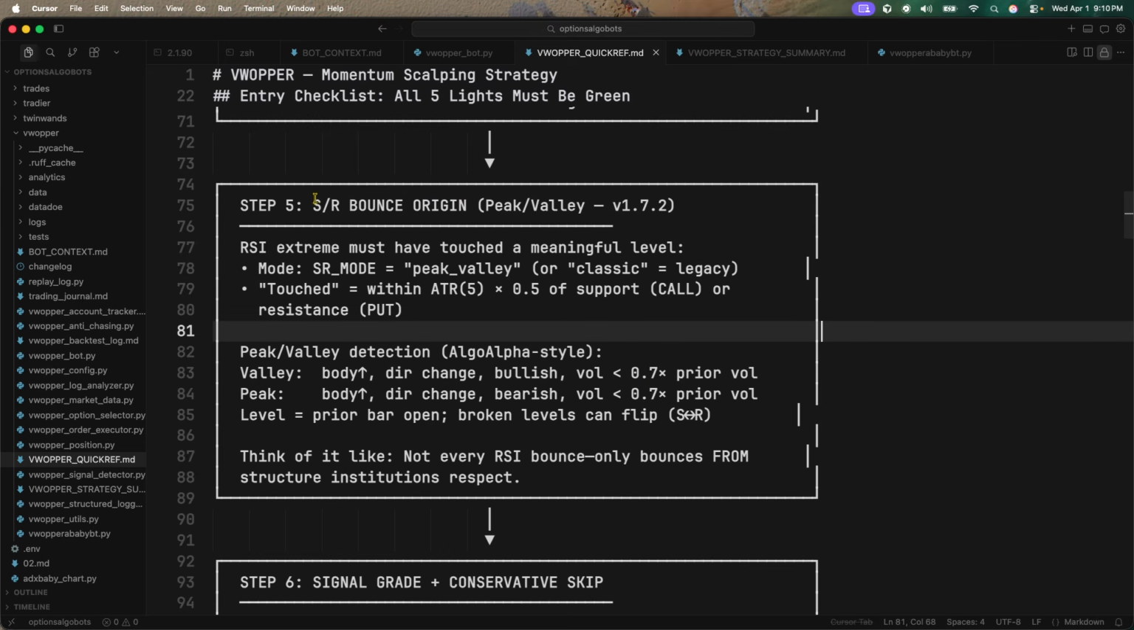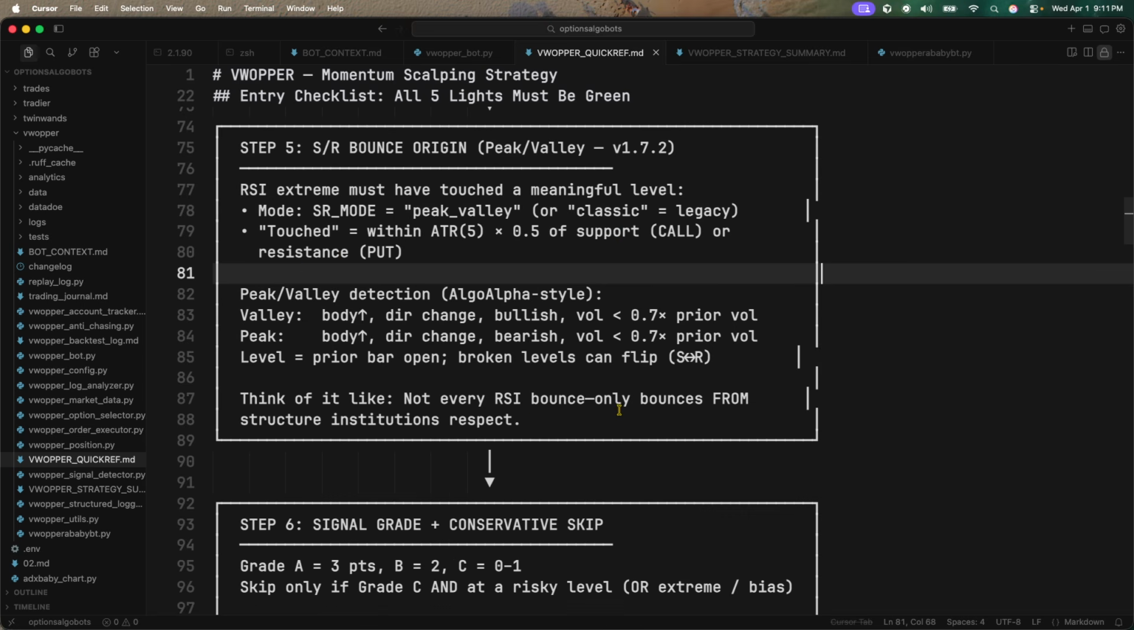So the way that VWopper does this, it's using peaks and valleys, right? So as you guessed it, the peaks are going to be the resistance and the valleys are going to be the support. So this is a dynamic indicator that the bot is using. So every candle, what it's doing is using ATR with a period of 5, right, in order to determine if it's a call with support, or resistance with a put.